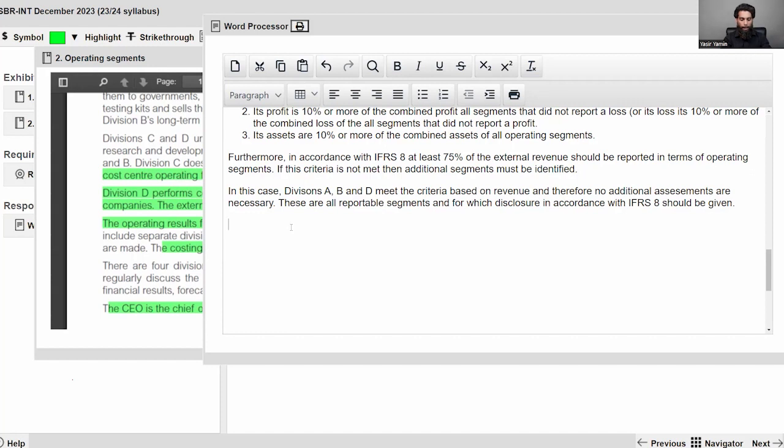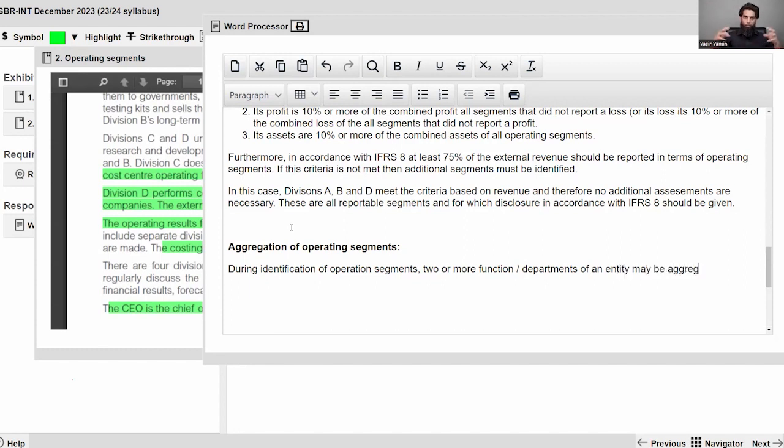All right, so now let's move on to aggregation. Aggregation of operating segments. During identification of operating segments, two or more functions or departments of an entity may be aggregated. Aggregated means to sum them up. For example, I can tell you my own company's example. Let's say my company does a product business. There is a department which only sells red pens, and there is another department which only sells blue pens.